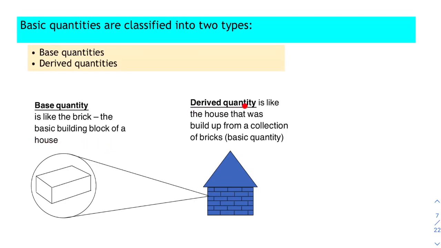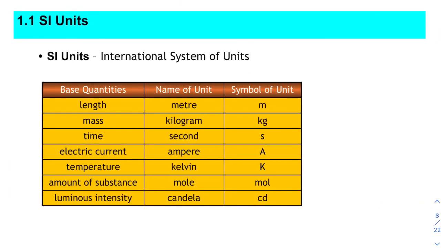Alright, the derived quantity is like the house itself that was built up from a collection of bricks. You have the first wall, the second wall, the third wall, the fourth wall, then you're going to have the house, which is the derived quantities, right? So the SI unit itself, the International System of Units, is understood worldwide.